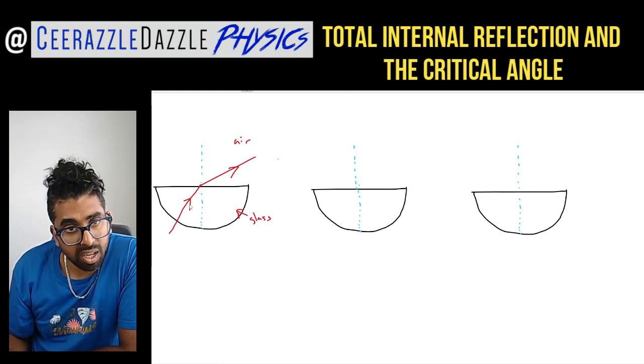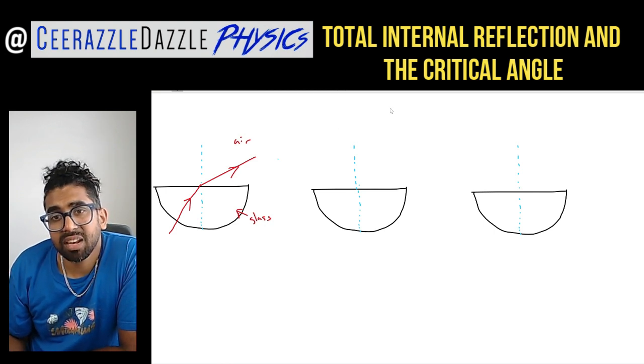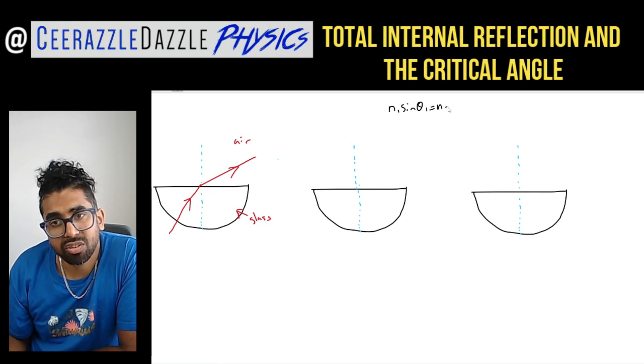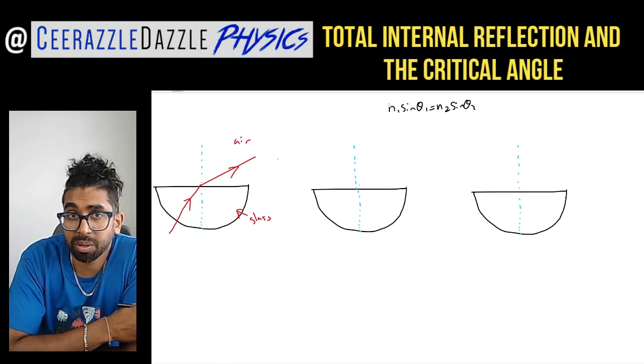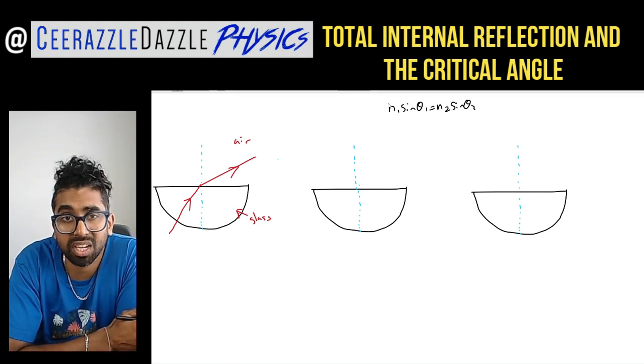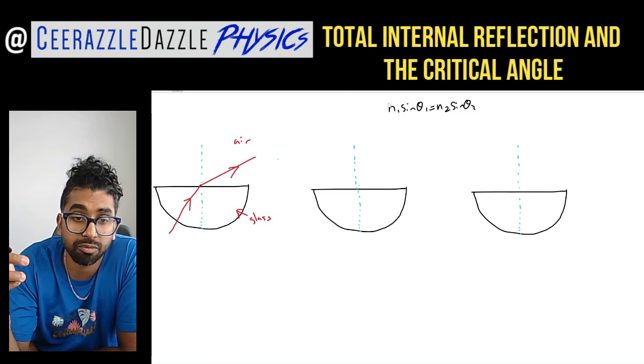So let's remember Snell's law. We know that n1 sine theta 1 is equal to n2 sine theta 2. That's Snell's law. If you're struggling with this, watch my video in the chat, where I walk you through how to use that formula.